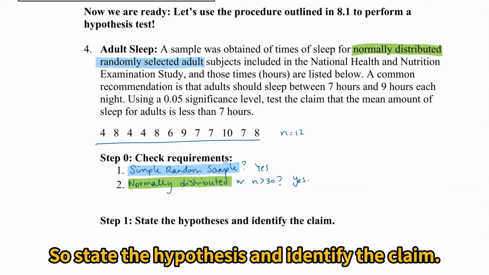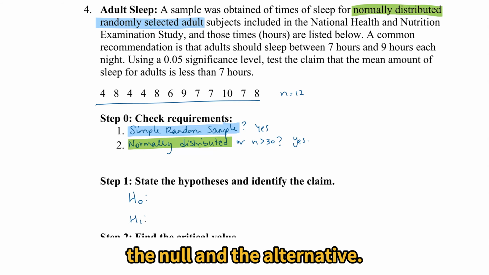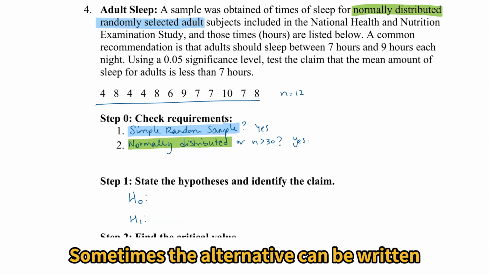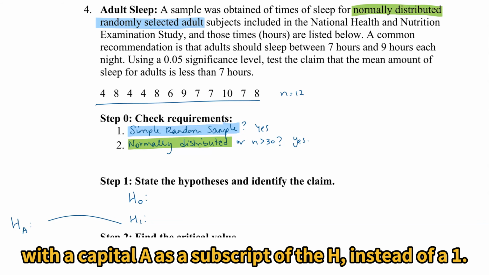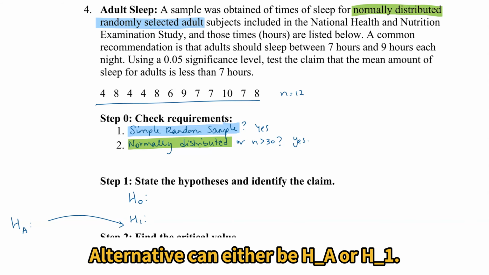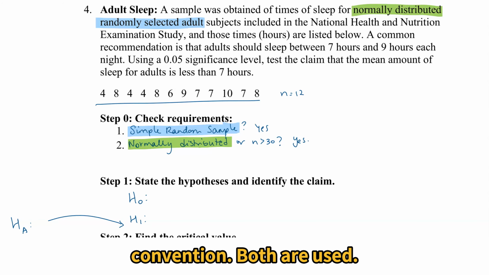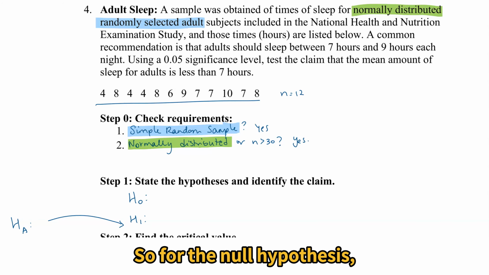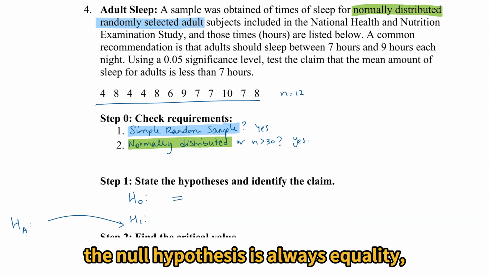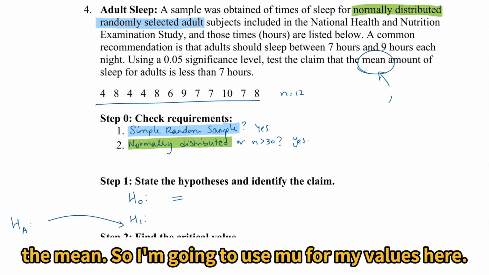So state the hypotheses and identify the claim. We always have two hypotheses, the null and the alternative. Sometimes the alternative can be written with a capital A as a subscript of the H instead of a 1. It does not matter to me which one you want to use. Alternative can either be HA or H1. Unfortunately, there's not really a standard convention. Both are used. So the null hypothesis is always equality. Always equality. And we are hypothesizing about the mean.